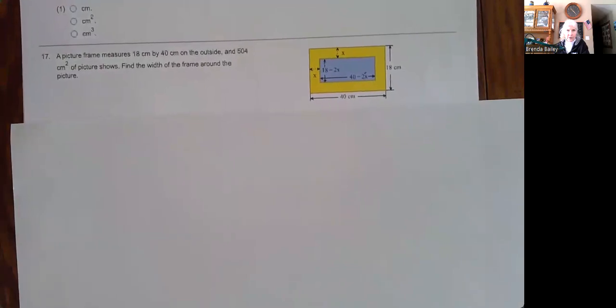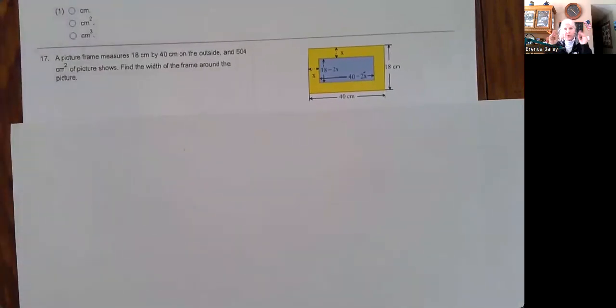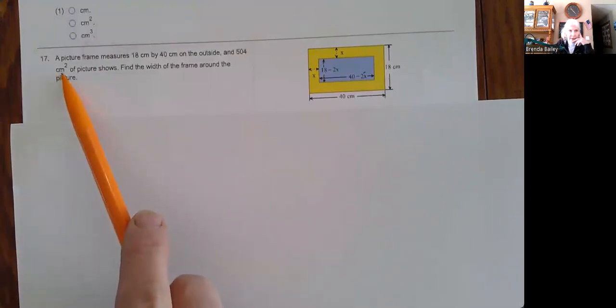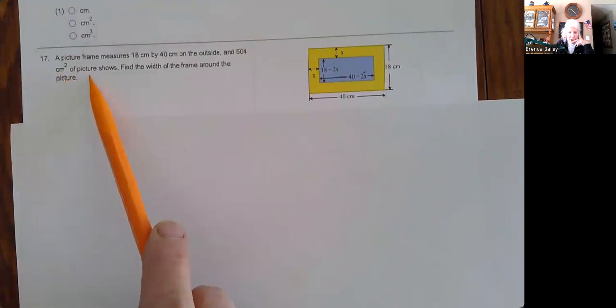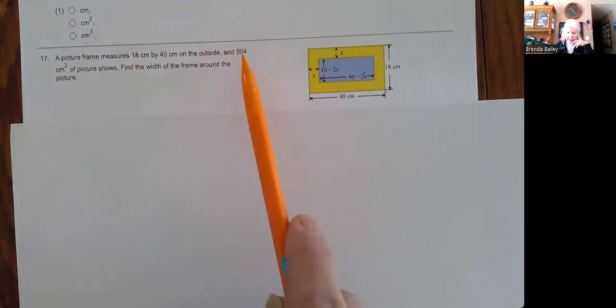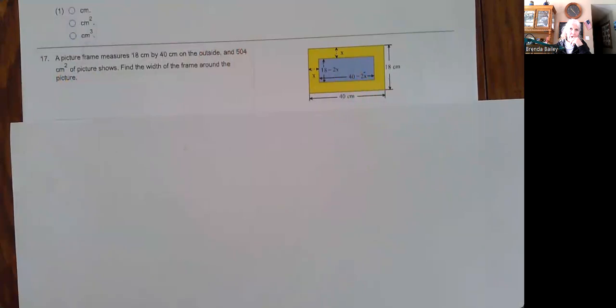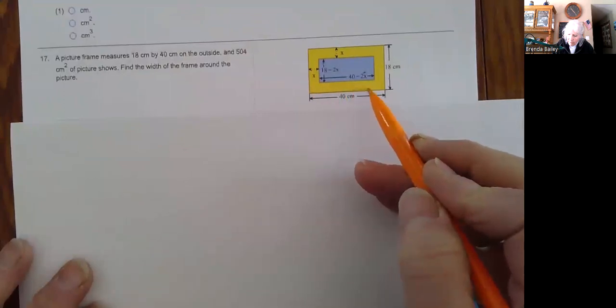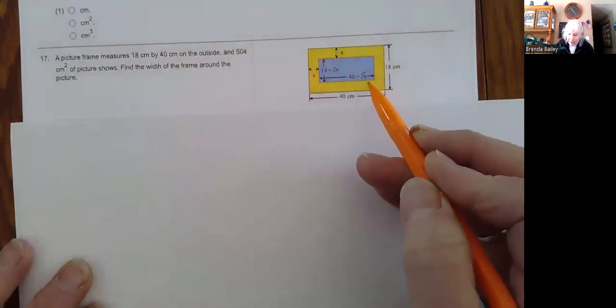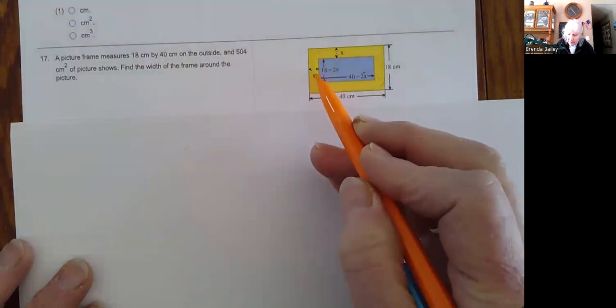Here, a picture frame measures 18 by 40 on the outside, and 504 square centimeters. They did the picture for you, which is really nice. Whenever you've got square centimeters, you've got an area. So they gave you the area of the blue. And they want the width of the frame. The frame is the same width all the way around, so all of this yellow is the same width, and that's what they want. They want this x distance.